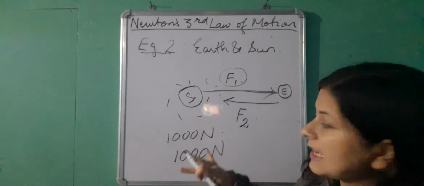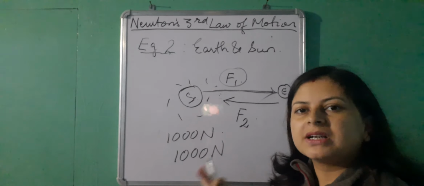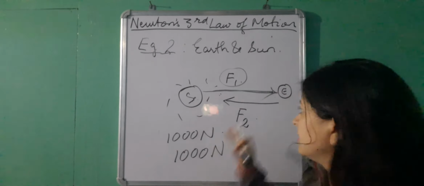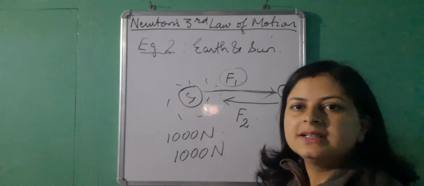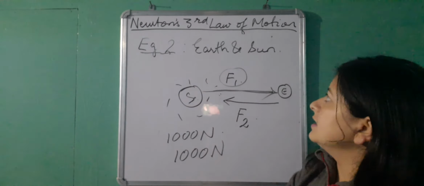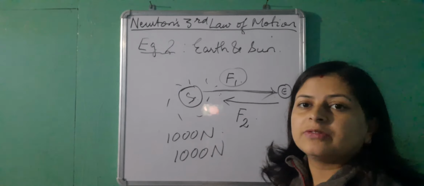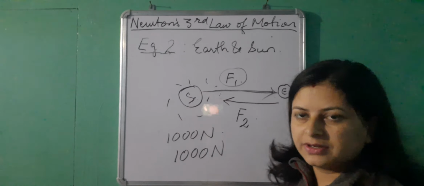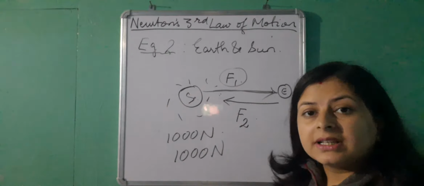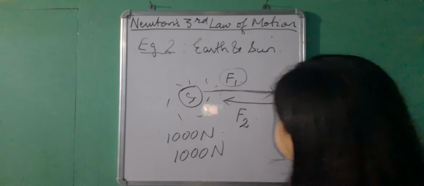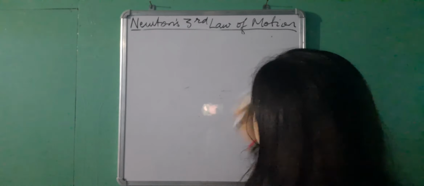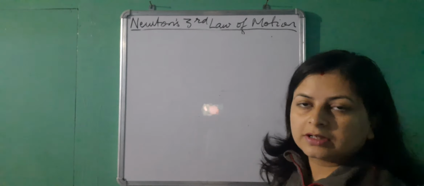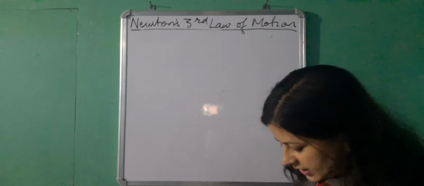So that mass has to be taken into consideration, but the amount of force exerted on the earth by the sun and on the sun by the earth will be the same. This is the second example of Newton's third law of motion. We have other examples as well. I'll give you a simple day-to-day example.